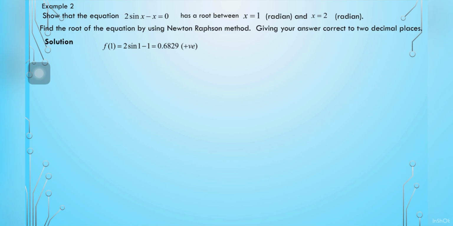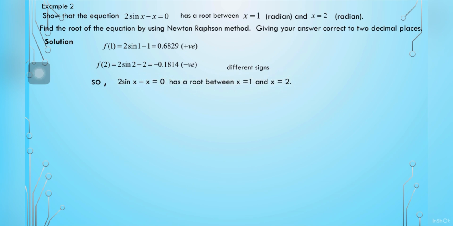Now we input the values x = 1 and 2 into the function. So we have f(1) = 2 sin 1 - 1 = 0.6829. This is a positive value. Then f(2) = 2 sin 2 - 2 = -0.1814. This is a negative value. So we have positive and negative values, so different signs. So 2 sin x - x = 0 has a root between x = 1 and x = 2.